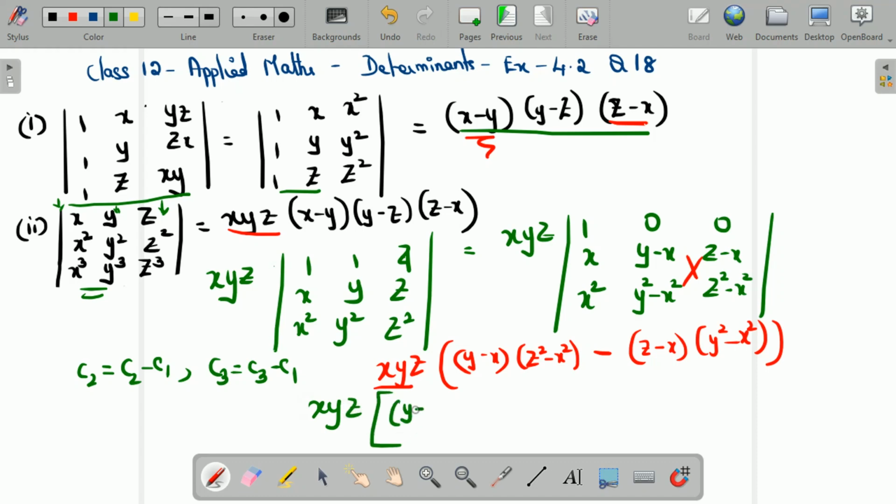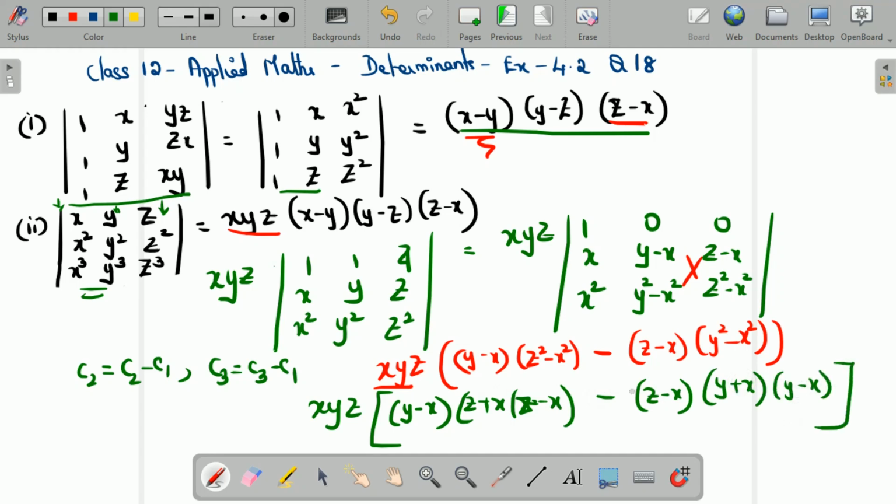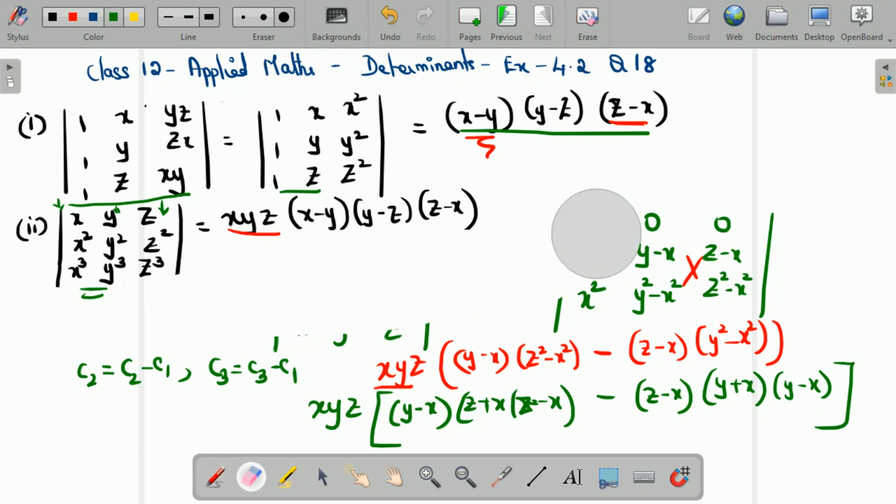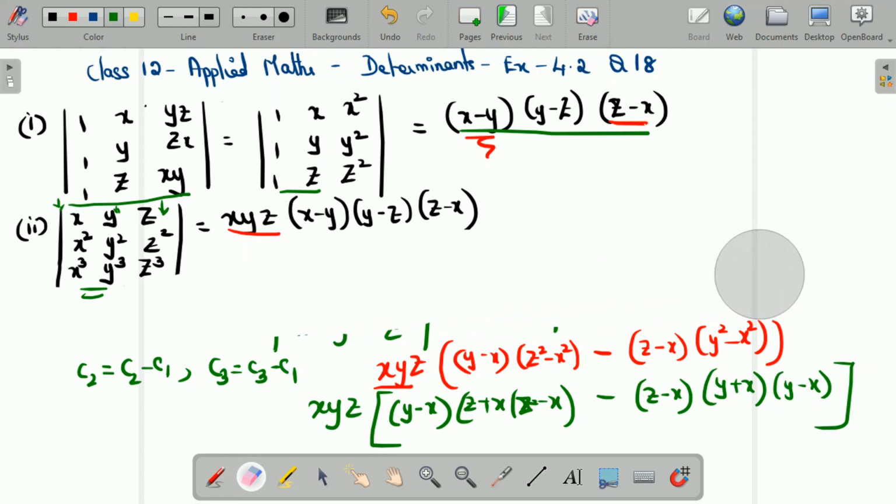This I'm writing y minus x as such. z squared minus x squared I'm breaking as (z plus x) into (z minus x). Similarly, there is a z minus x here, and here it will be (y plus x) into (y minus x). The a squared minus b squared identities are applied accordingly. Now let's think about taking our common terms outside so that we will see we are getting that particular answer.